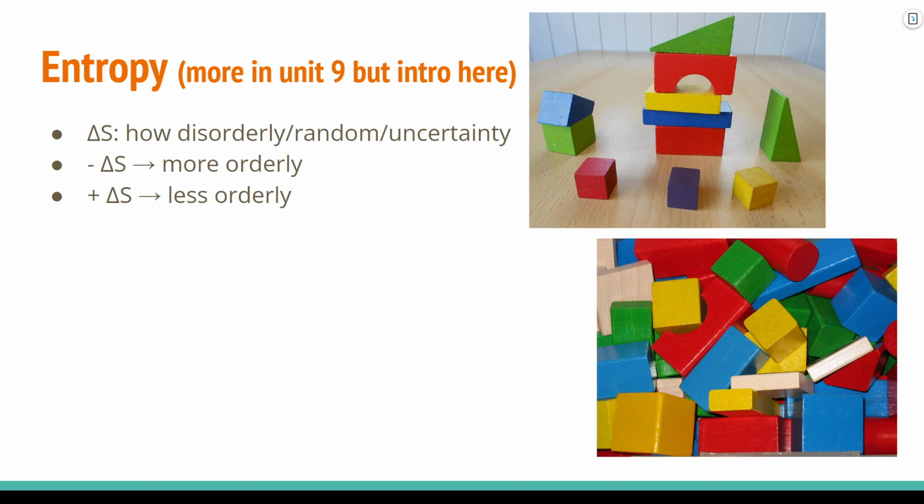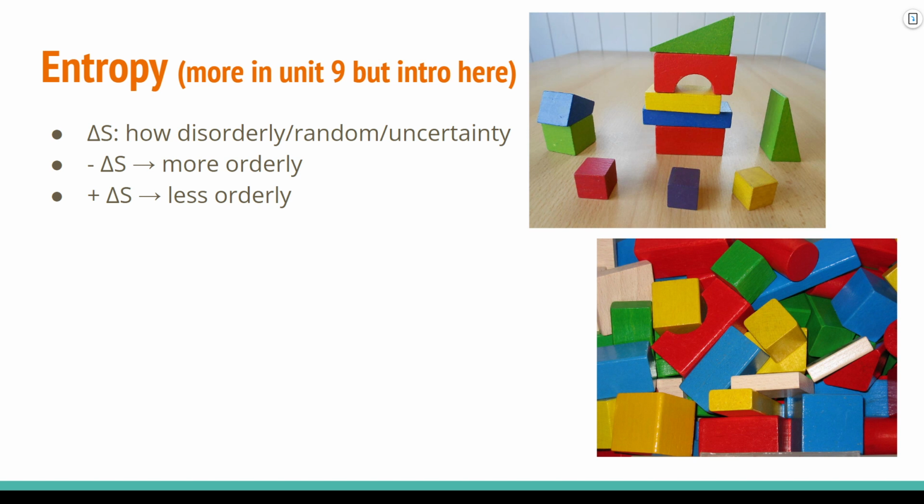And so delta S, if it's negative, it's more orderly. And the way that I personally remember this is, anytime I need to organize something to make it more orderly, I need to use up energy. So using up energy is negative. So that's how I remember. And then delta S, if it's positive, it's less orderly.